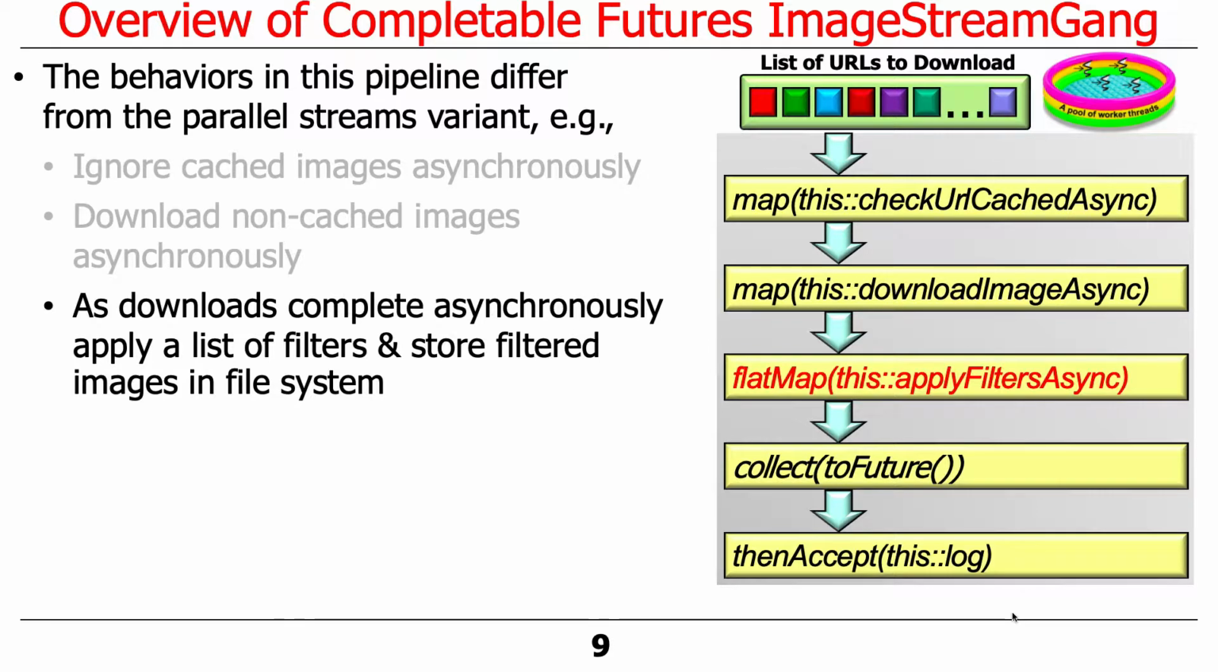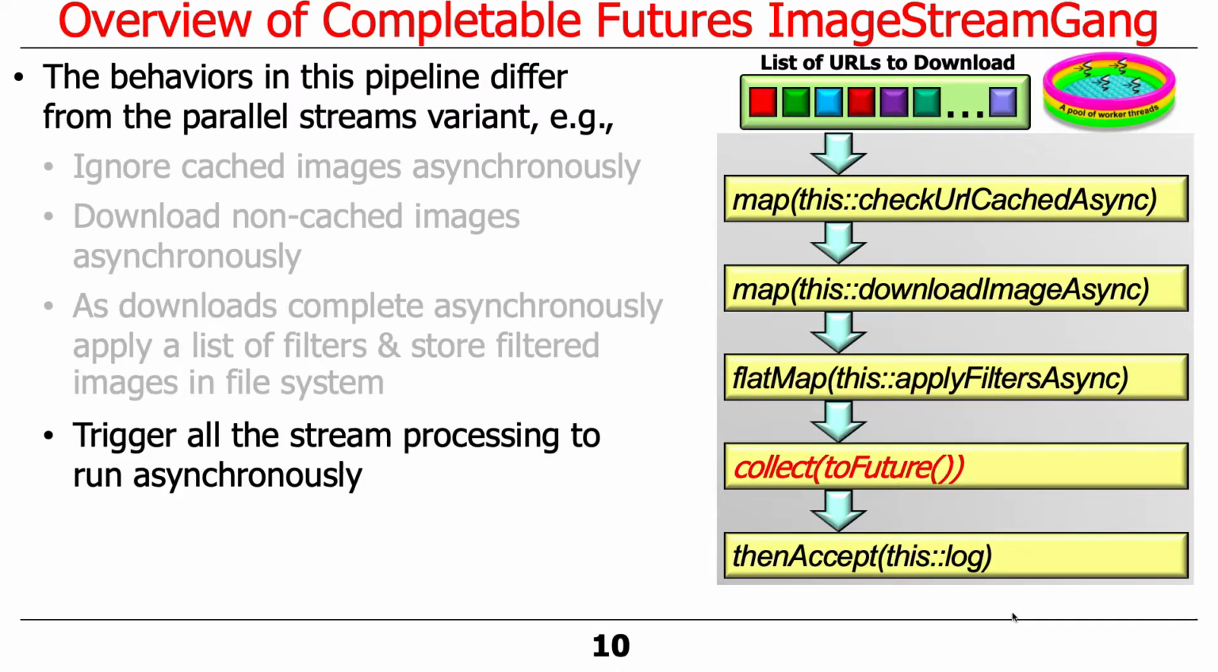As the downloads complete asynchronously, and of course they could complete at different times because naturally they're all downloaded in parallel, a longer image will take longer to download, a shorter image will take shorter time to download, but whenever they complete, they will be filtered and stored in the file system, and that will of course all be done asynchronously. And then all the streams processing will start up, and that will actually kick everything off.